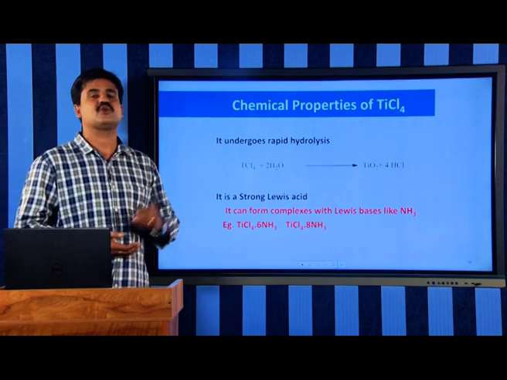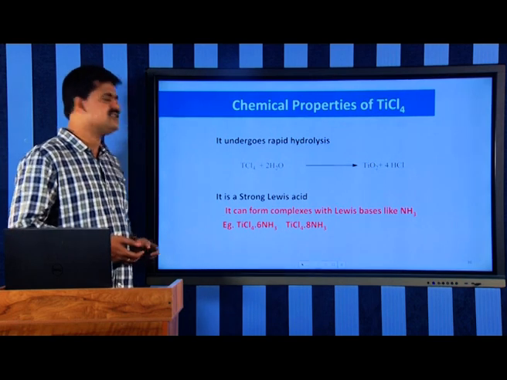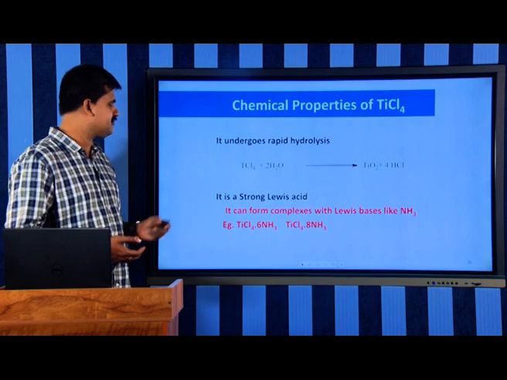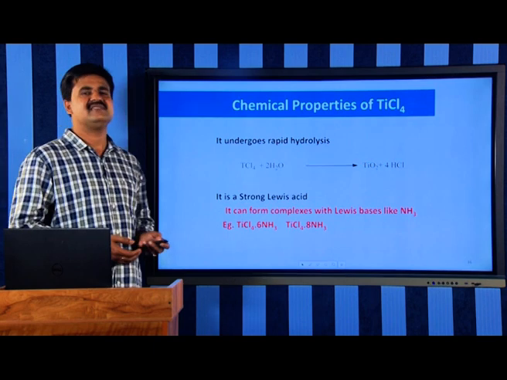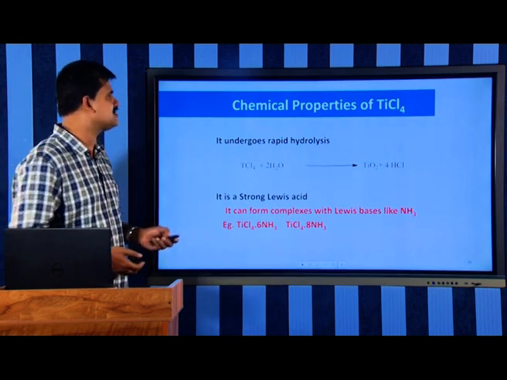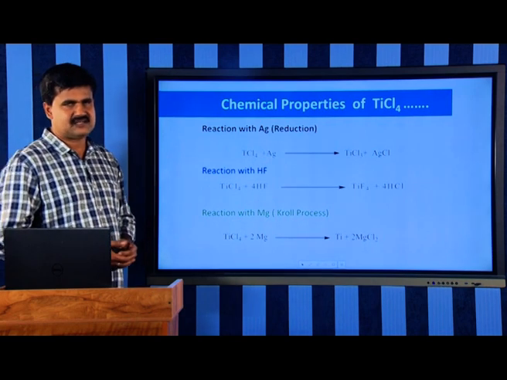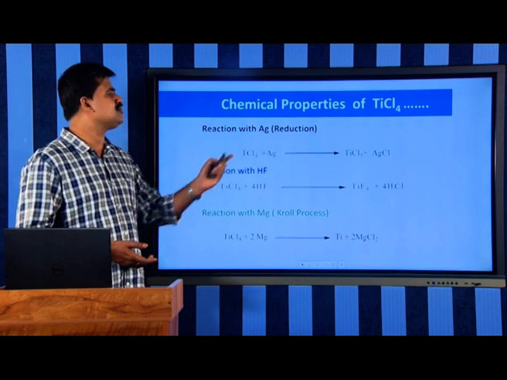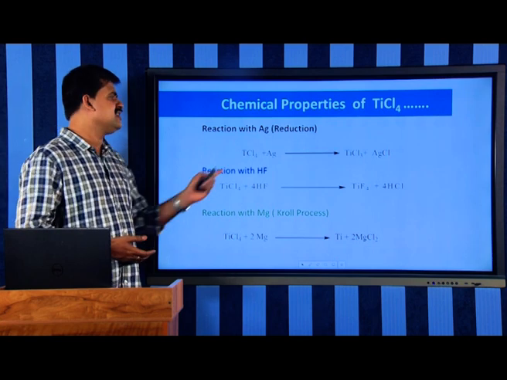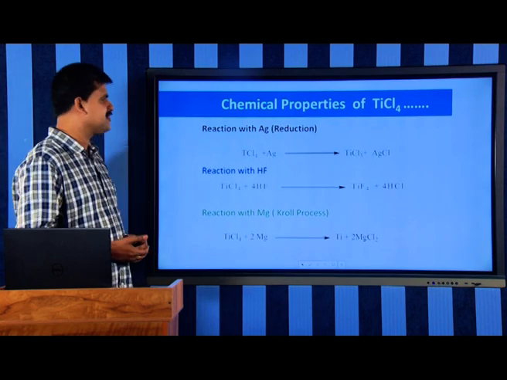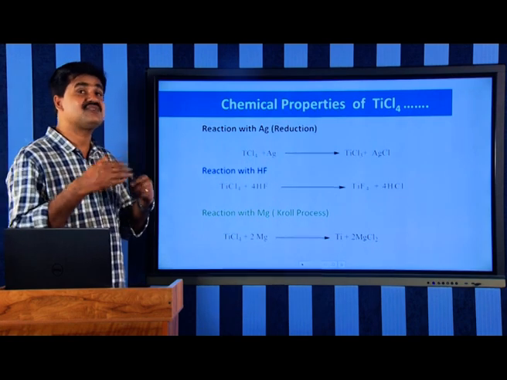It can form complexes with Lewis bases like ammonia. For instance, TiCl4 can form TiCl4·6NH3 or TiCl4·8NH3. They are Lewis acid-base compounds. Reaction with silver. This is a reduction reaction. Titanium tetrachloride is reduced to titanium trichloride and the liberated substance is AgCl. Now the reaction with hydrogen fluoride. Hydrogen fluoride converts titanium tetrachloride to titanium tetrafluoride.